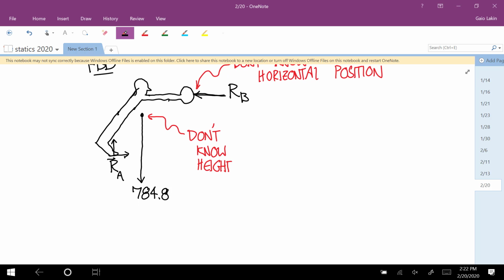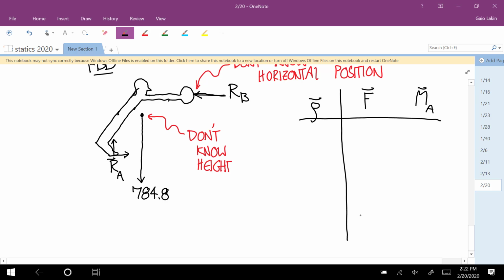So let's fill out a table for row, force, moment. First, for the force RA, I'm going to make this the about point. It's acting at the about point, so the row vector is 0. The force is RAX, RAY, so the moment is 0.